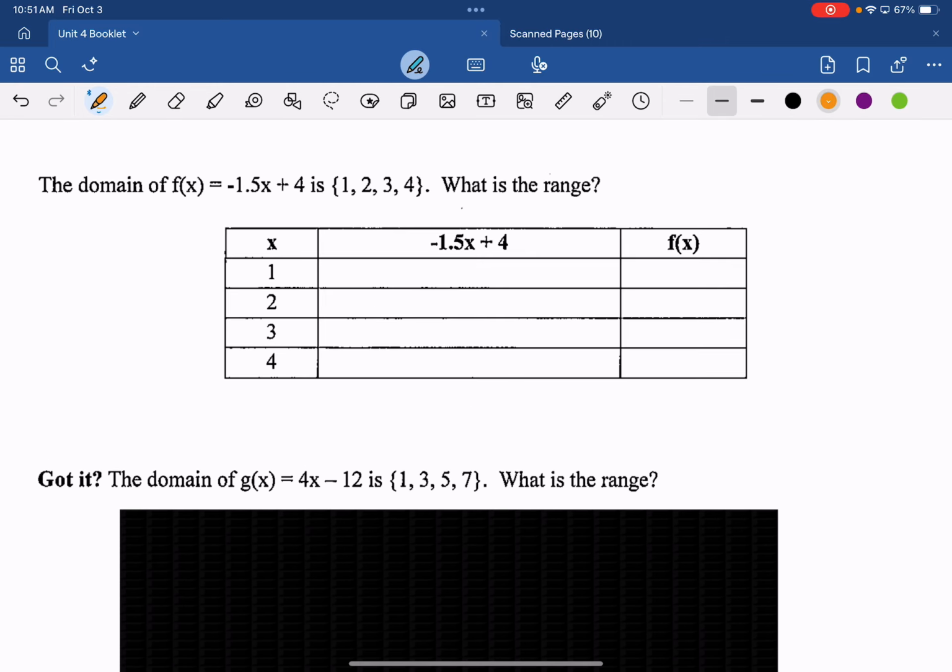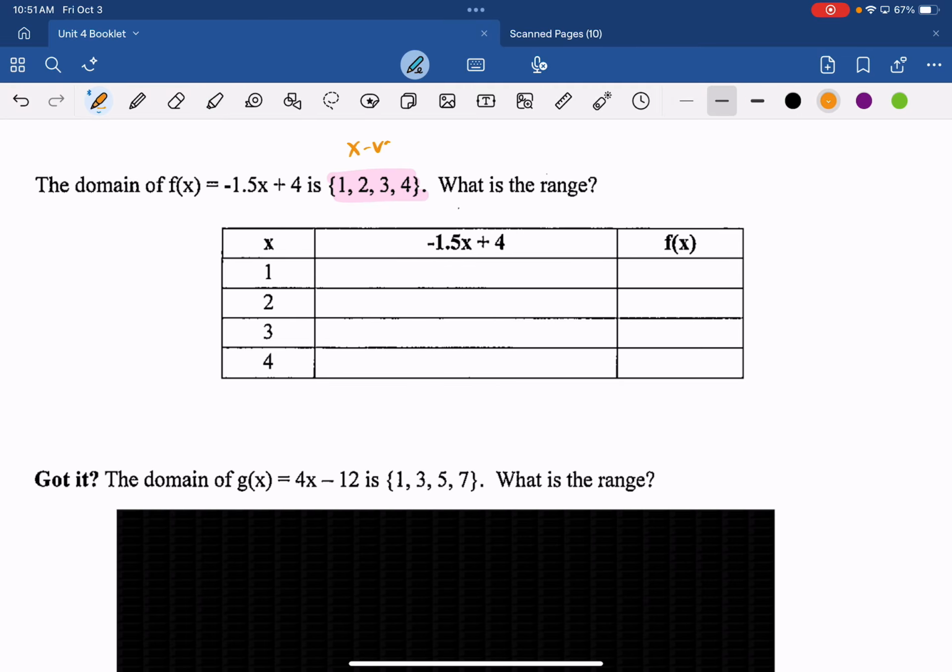One thing I might ask you here is to find the range. So I'm going to give you a domain, okay? So I'm giving you a domain. I'm giving you a list of x values, okay? Your job is to figure out what my outputs are or what my range is, okay? So all I would do is take my numbers and plug them in for x, one at a time.